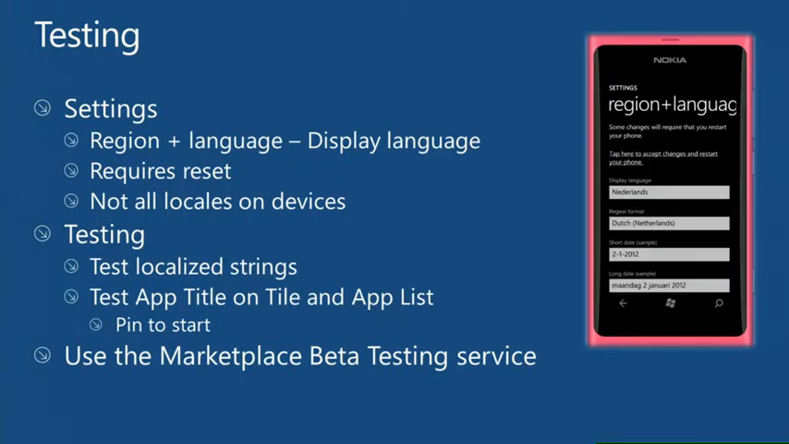Make sure that you test all your localized strings. And also be sure that you test your app title both on the start screen, your tile title, as well as your app list title. So make sure you do that, pin to start and so on. And then because it's not always easy to test that sort of thing, because there's many different devices with many different things, make sure you have a lot of friends in a lot of different countries and take advantage of the Marketplace beta testing service where you can upload an app and then a day later it's available for your end users to download and test out without you having to actually publish and certify and all that stuff. So it makes it much easier to make sure that you're actually catching all of the strings.